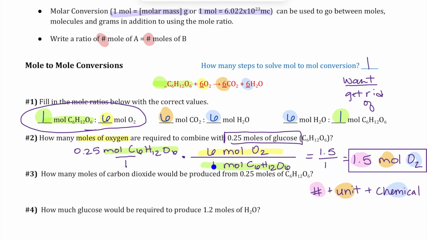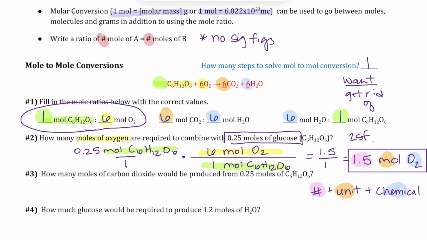And again, looking at our sig figs, 0.25 is 2 sig figs. Our molar ratios do not have sig figs because those are our exact numbers. And so that starting value is the only thing in this setup that is going to determine sig figs. So that's 2 sig figs. So we leave our answer with those 2 sig figs.